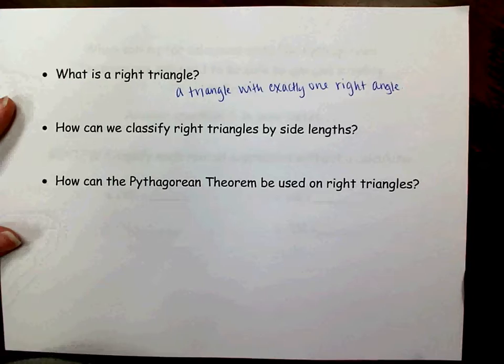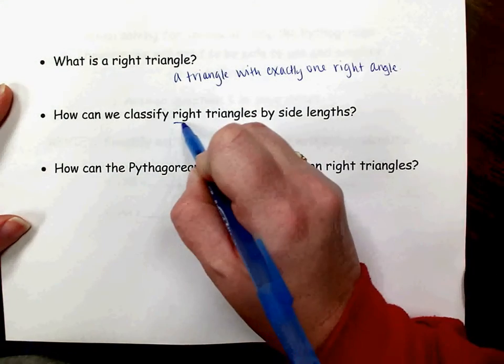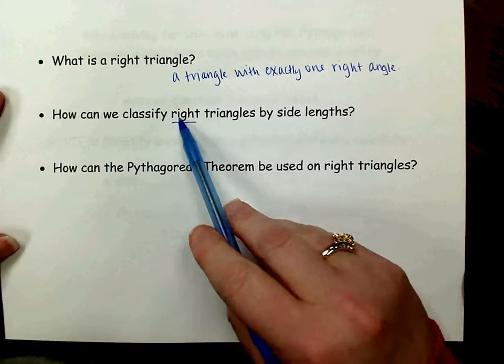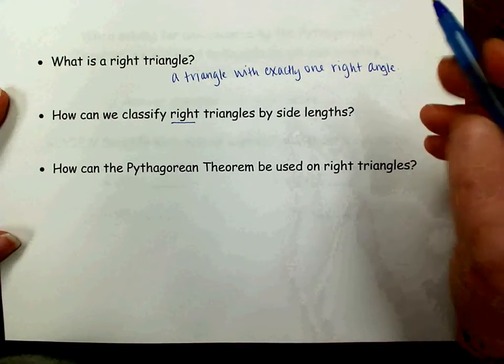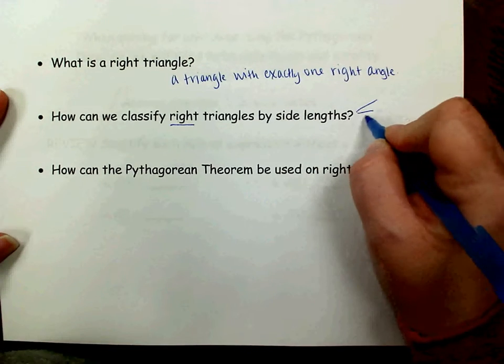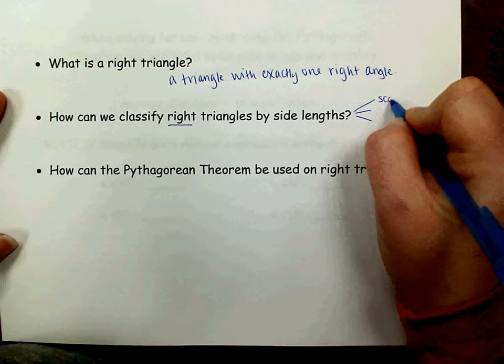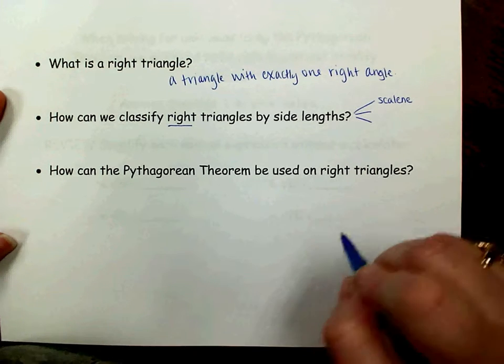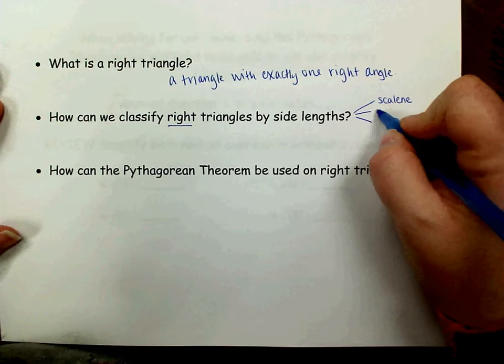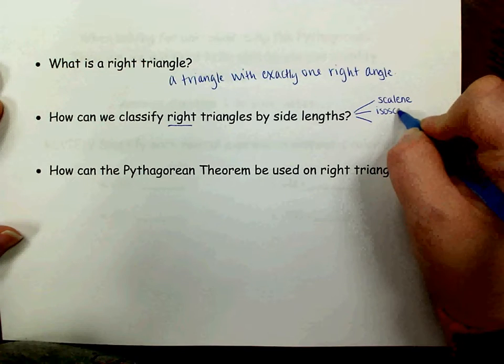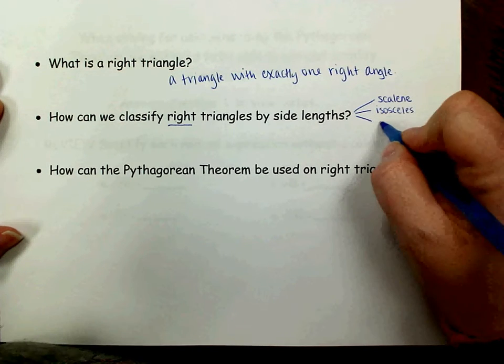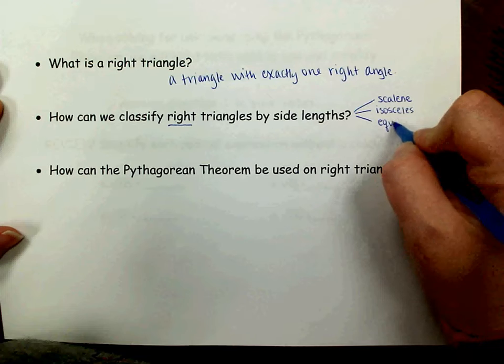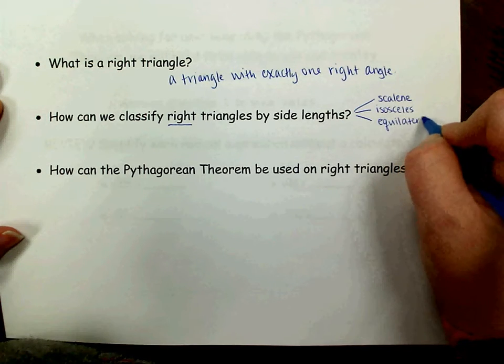By the side lengths. When we say it's a right triangle, we're classifying it by its angle measure. Remember, there are three ways to classify triangles by their side lengths. Either all three sides can be different lengths, which we call a scalene triangle. At least two of the sides can be congruent, which we call an isosceles triangle, or all three of them can be congruent, which we call an equilateral triangle.